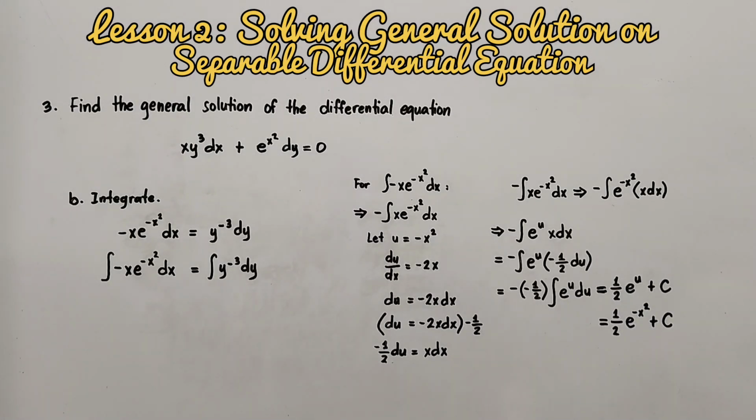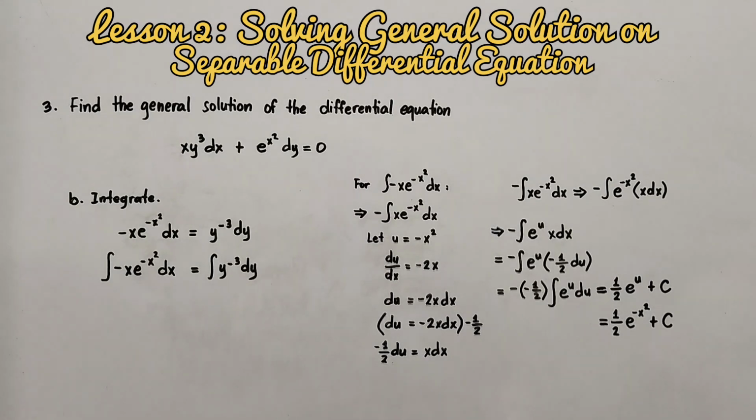And we will now substitute the value of x dx, which is negative 1/2 du. So that becomes negative of the integral of e power u times negative 1/2 du. Taking out negative 1/2 as a constant, so we have negative times the negative 1/2 and the integral of e power u du. Negative and negative 1/2 is positive 1/2, e power u plus c.